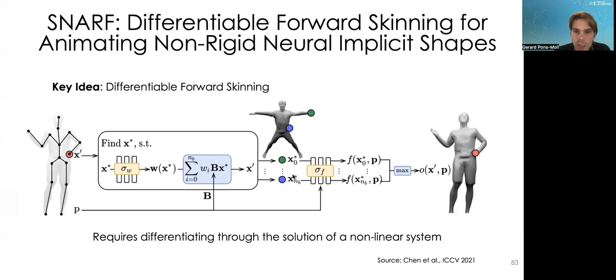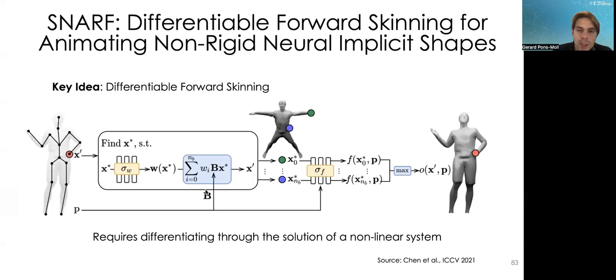So you consider all these valid solutions and you obtain the occupancy with sigma f, which models the occupancy in this canonic space. Now, similar to NASA, we obtain the occupancy as the max, which is saying that a point is occupied if it's occupied by any of the parts.